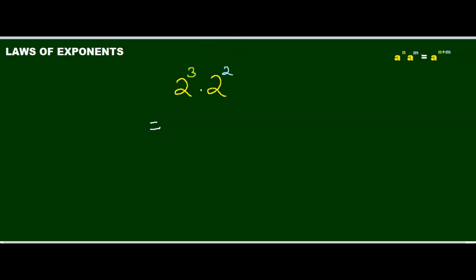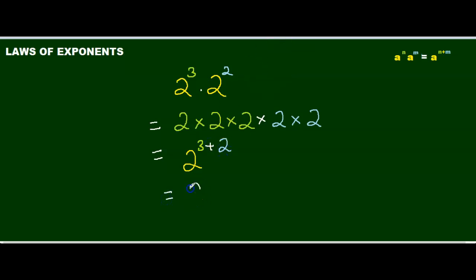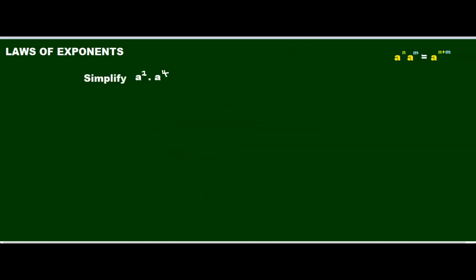What's 2 to the power of 3? Well, 2 to the power of 3 is really 2 times 2 times 2. And 2 to the power of 2 is 2 times 2. And we're multiplying together. You see that there are 1, 2, 3, 4, 5. So therefore, that gives us 2 to the power of 3 plus 2, which gives us 2 to the power of 5. So let's look at this problem.